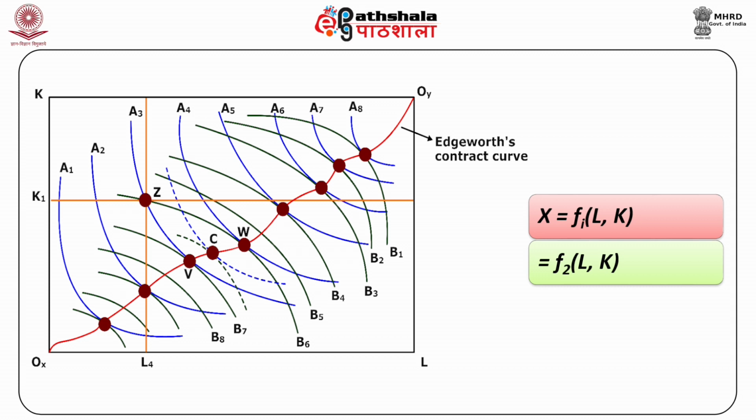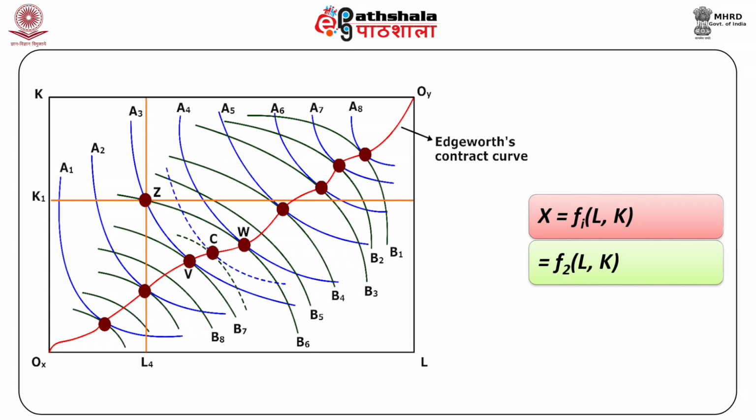What are we noticing? We said that we want to answer two questions. How does optimization take place? As we have shown, optimization takes place when the two isoquants are tangential to each other, and we have three examples for this at V, at C and at W. Similarly, we have got other pairings. We have a pair which is represented by A5 and B4. Similarly, B3 and A6, B2 and A7 and B1 and A8.